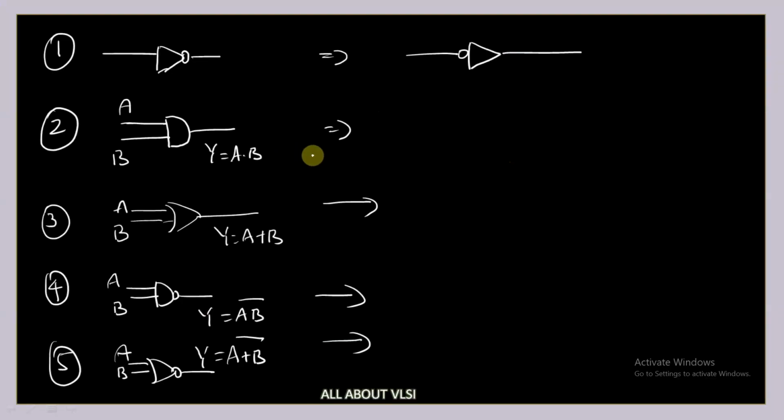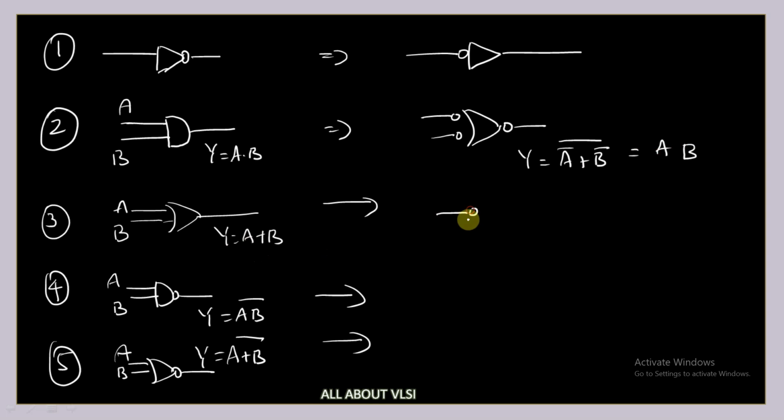So what we can do is apply De Morgan's law. This simply can be written as your bubbled input NOR gate. That is Y is equal to A bar plus B bar the whole bar, so it will become Y is equal to A B. And this A plus B can be written as your bubbled input NAND gate. That is nothing but Y is equal to A bar dot B bar the whole bar.